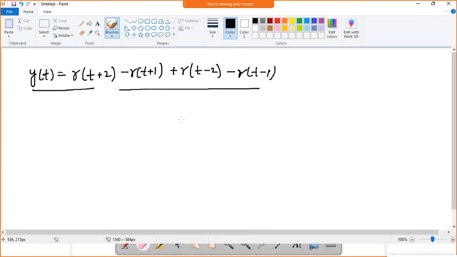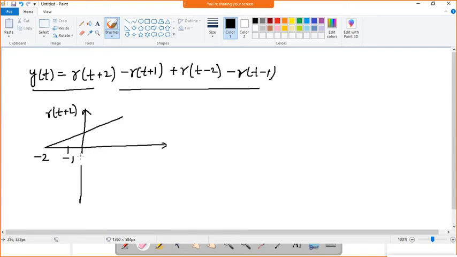Okay, so now you write what is r of t plus 2. What is r of t plus 2? It is the signal which is shifted by 2 units, that is, it starts at minus 2. This is your r of t plus 2. In a similar way you write r of t plus 1. This is at minus 1, so it will be r of t plus 1.